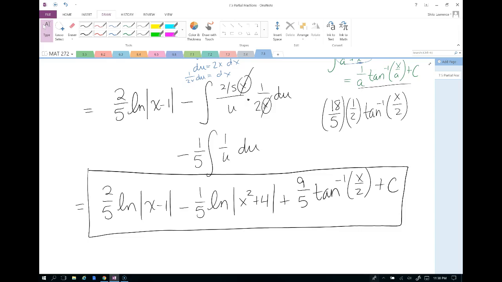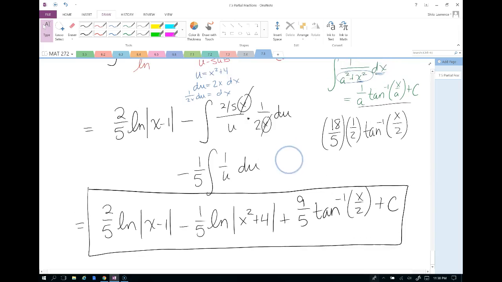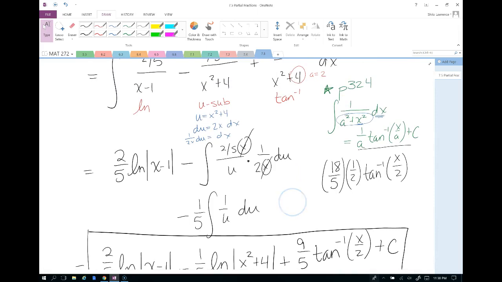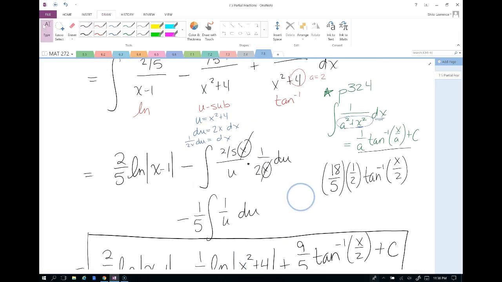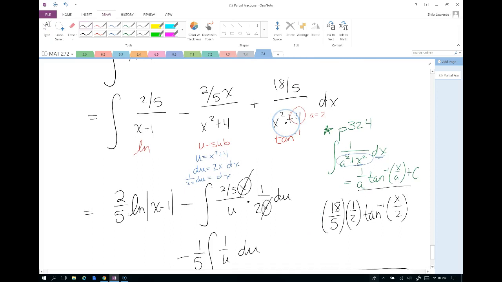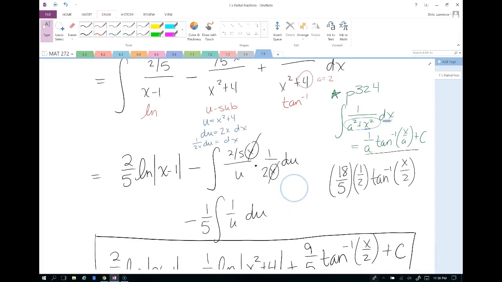Again, the linear denominators always turn into logs. When we separate that quadratic factor, the piece that has the linear numerator, we do a u substitution. That one also turned into a log. And then the last one where we had a constant over the sum of squares, that one was the tan inverse formula.